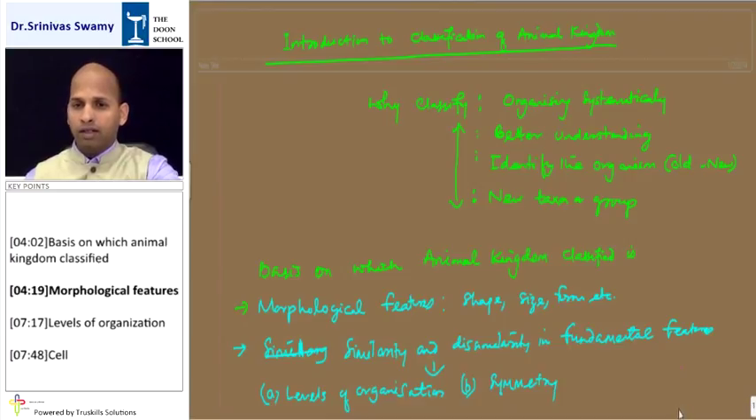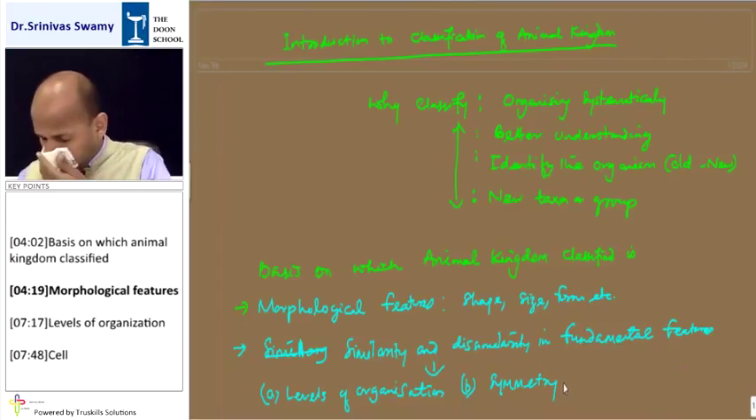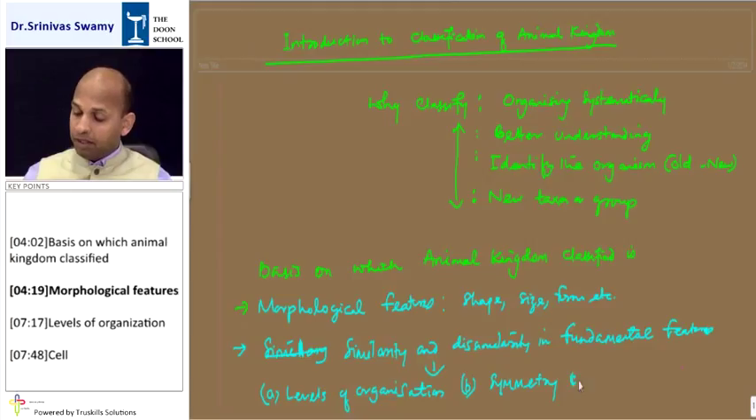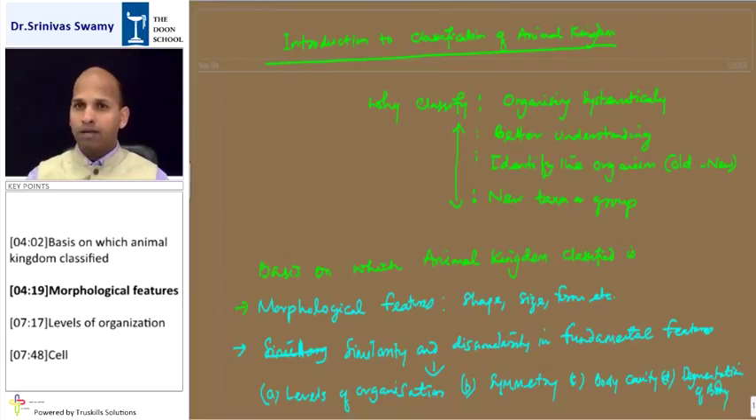The third one is about the body cavity, whether it is coelomate or pseudocoelomate and all. The fourth aspect that is looked at is segmentation of the body. And the fifth aspect that is looked at is the notochord, the presence or absence of a notochord. Like that there are many, but we will be looking at a few of these in our next sessions for understanding the criteria of animal kingdom classification.